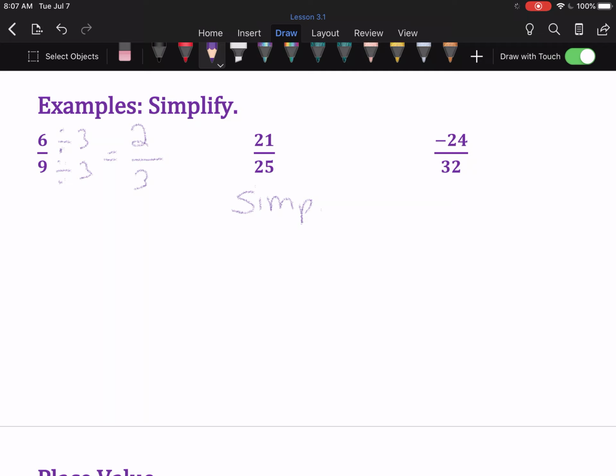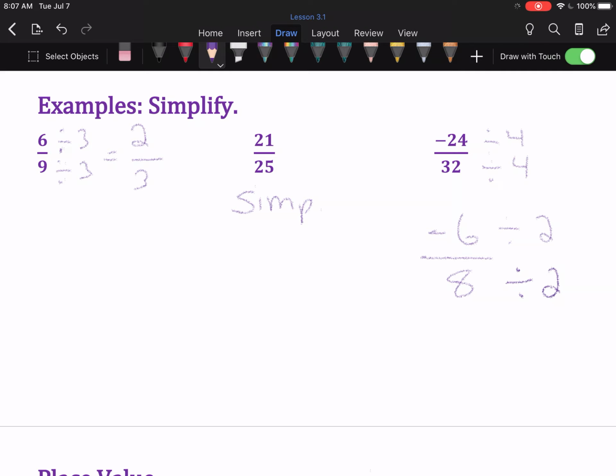Negative 24/32. There are a bunch of possible numbers that actually go into both of these. And I'm not going to choose the greatest common factor intentionally. So let's say you look at both of these and say, hey, I can divide them both by 4. So we're going to divide the numerator and the denominator by 4. Negative 24 divided by 4 is negative 6. 32 divided by 4 is 8. When you look at these two numbers, your brain should be going, wait a second, we're not done. Because they're both even, which means I can divide them both by 2.